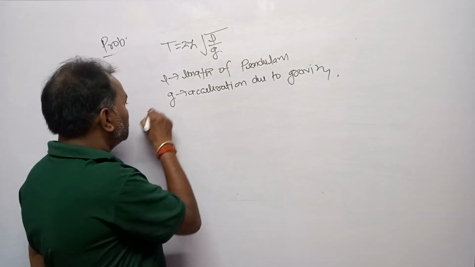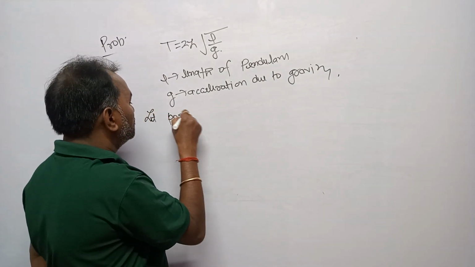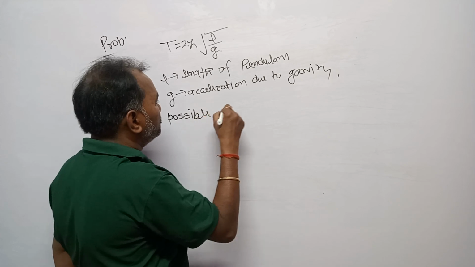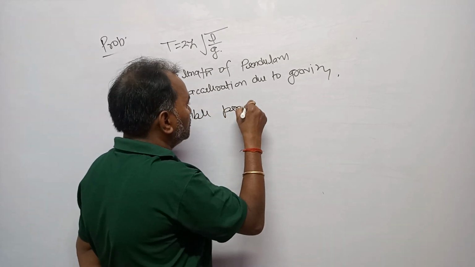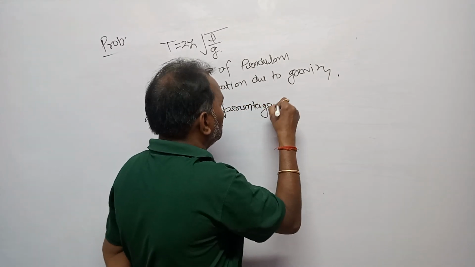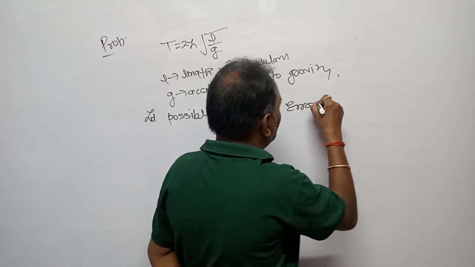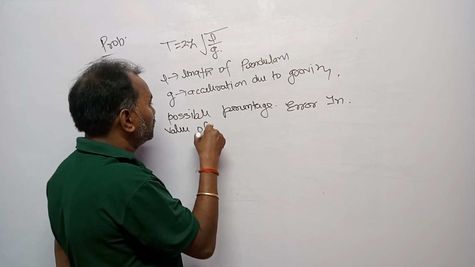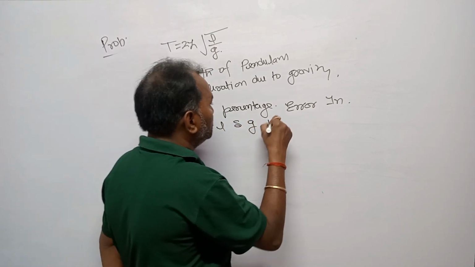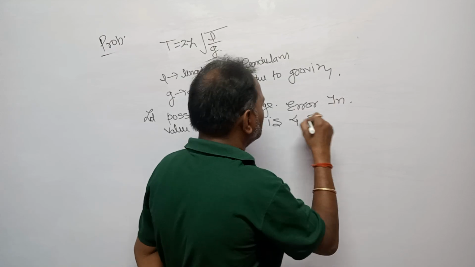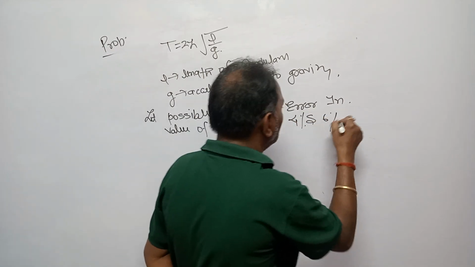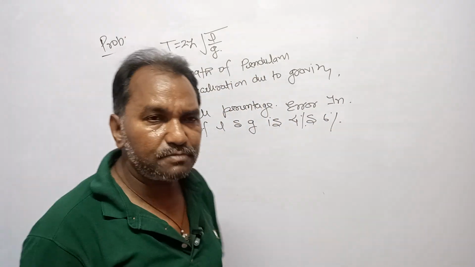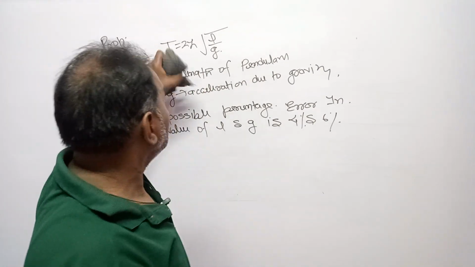Little friends, let it be given that the possible percentage error in the value of L and G is 4% and 6%. Then we have to find out the possible percentage error in the value of T.